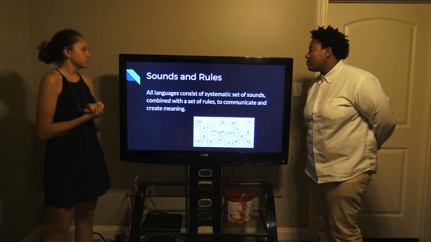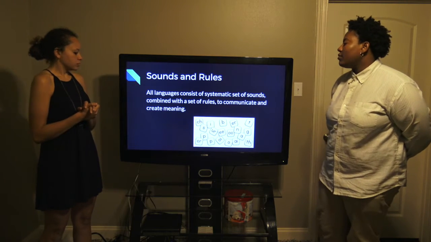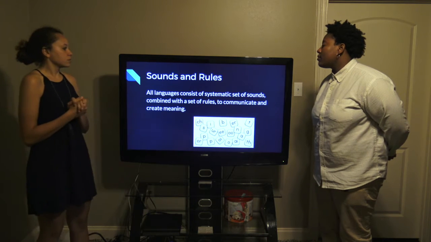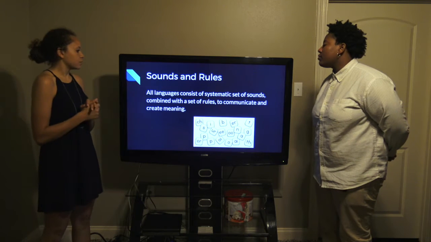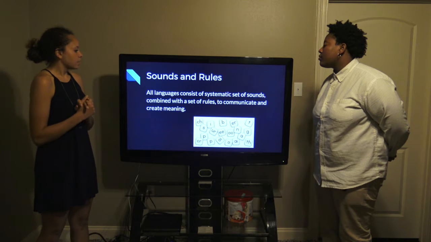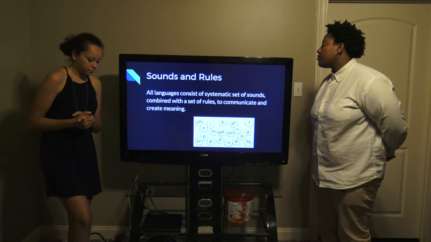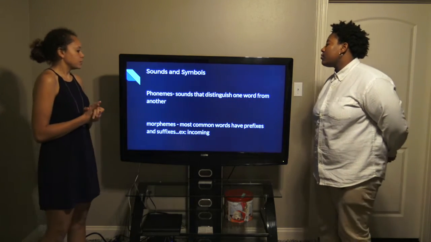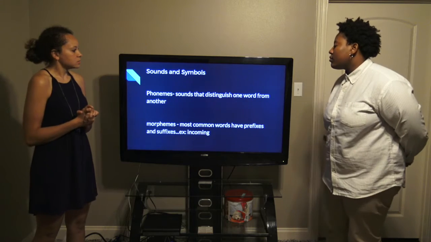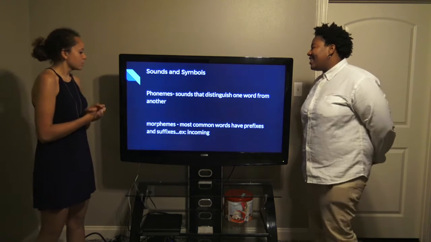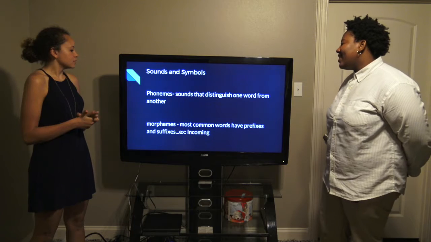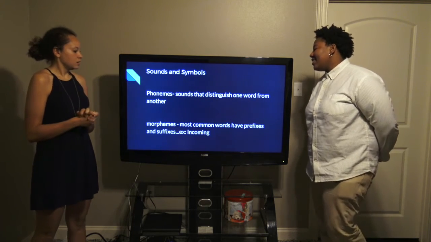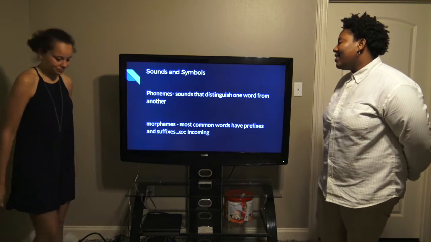Sounds and rules. Different languages have different sounds, and all languages consist of a systematic set of sounds combined with a set of rules to communicate and create meanings. Sounds and symbols. Phonemes are sounds that distinguish one word from another. Morphemes are the most common words that have prefixes and suffixes. An example is incoming.